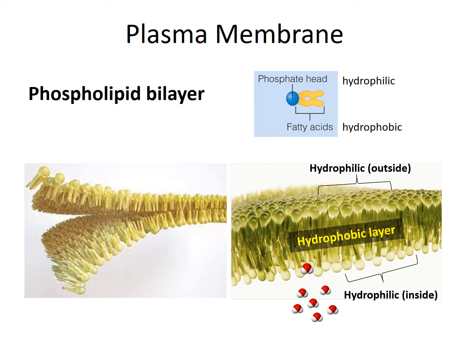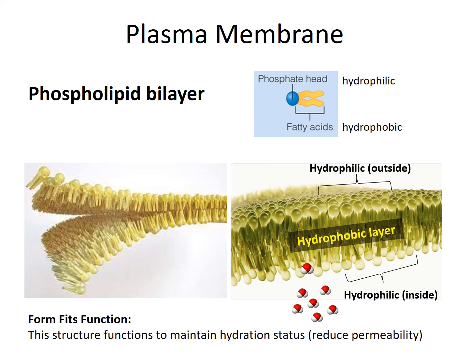So while water molecules can actually diffuse across this hydrophobic layer, it happens at a pace that is so slow that the cell can still maintain its hydration status and continue living unperturbed. The hydrophobic layer slows it down. Thus, this form of the phospholipid bilayer with this thick hydrophobic core functions to maintain the cell's hydration status. It reduces the cell membrane's permeability to random acts of diffusion.